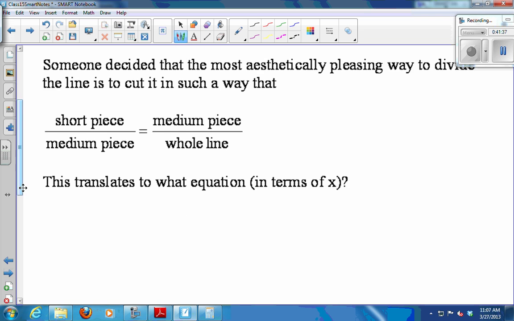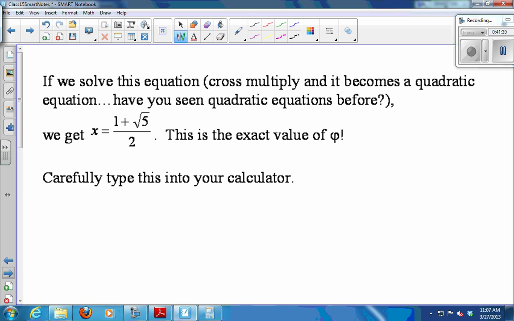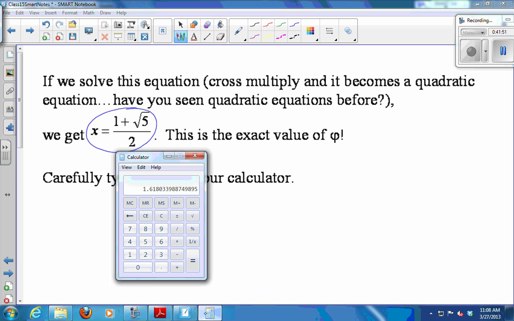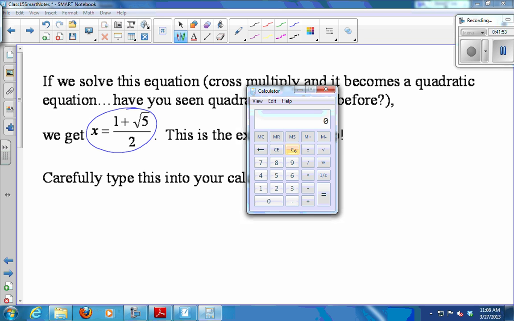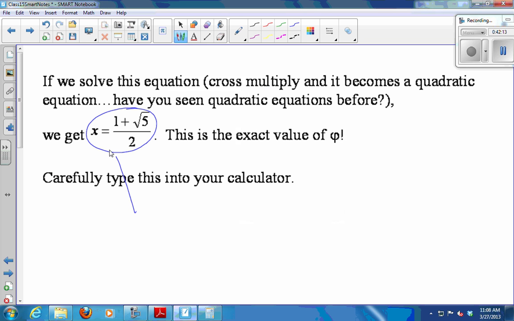Okay, so let's see. This is the solution: 1 plus the square root of 5, divided by 2. Let's type it into the calculator. So I'm going to do the square root of 5, add 1 to it, and divide by 2. And what do I get? 1.61803. I get phi. Yep, x equals phi. That's the answer.